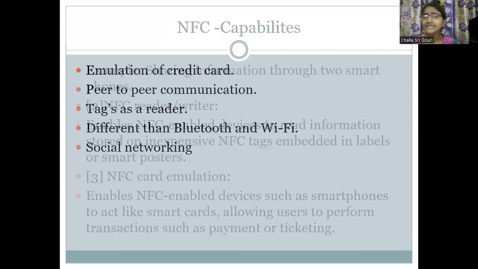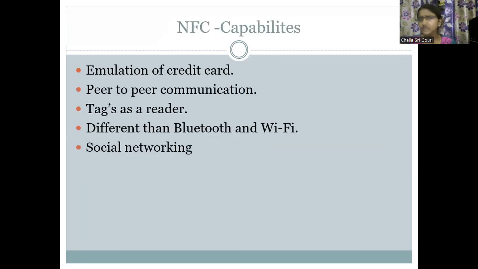Now, what are the capabilities of NFC? Now only we discussed, right? It can help us in peer-to-peer communication. It can help in emulation of a credit card. It can act as a reader. And when we compare NFC, it is quite different from that of Bluetooth and Wi-Fi. And we can also use NFC for social networking.